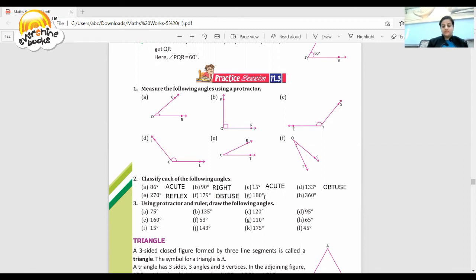Now this is 180, this is called a straight angle. Got it? Or this is simply a 360 degree angle, that is called a complete angle. Now, using protractor and ruler, draw the following angles. You have to do it by yourself at home, in a copy with a protractor.